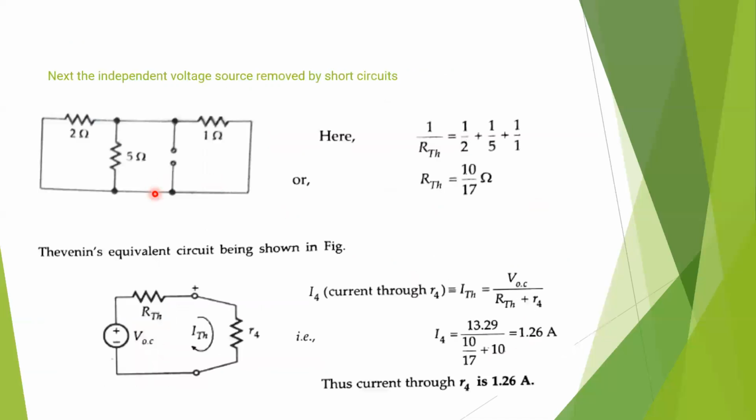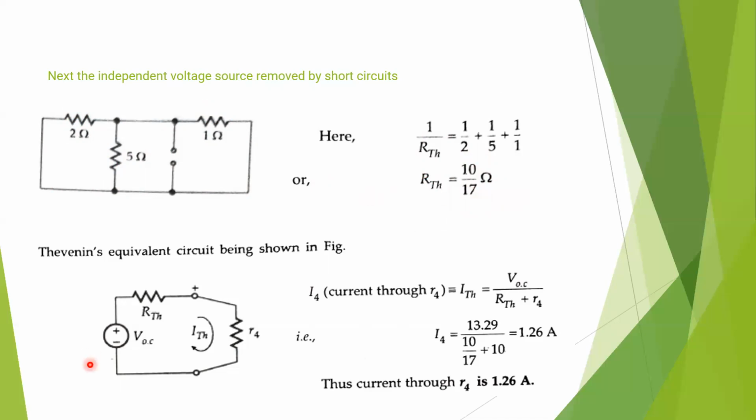Now we have to calculate the internal resistance. So we are removing all the sources. Here in this case, if we consider from this terminal, then 2, 5 and 1, these 3 are parallelly connected. If we calculate it, we'll get that RTH equals 10 by 17 ohm.